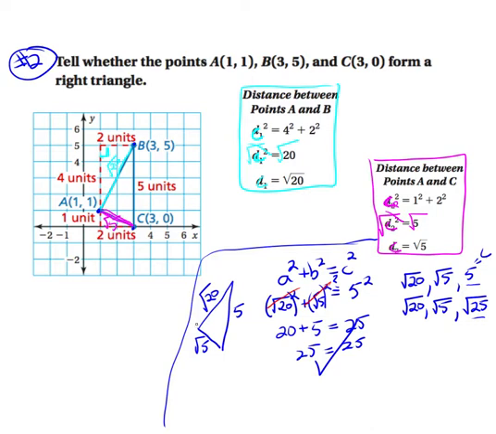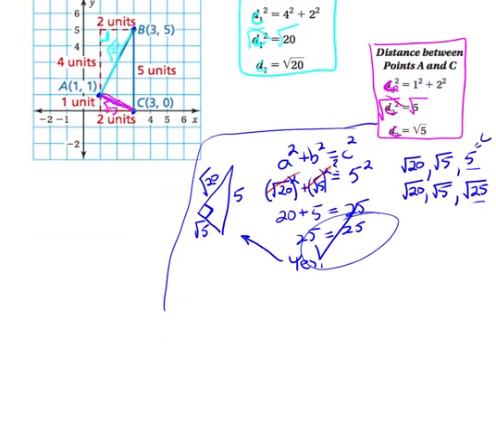So yes, it is a right triangle. We can now put in our right angle, and only when we have this true statement. Now let's use another example, because sometimes they give it to you in just straight up numbers.